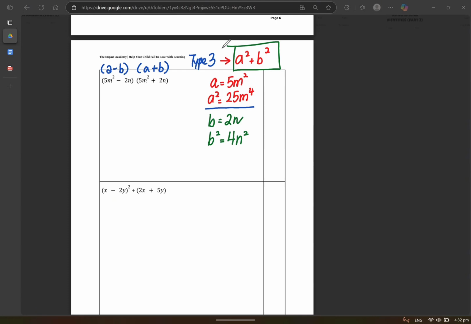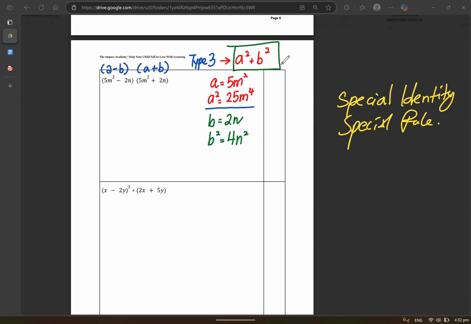Some people call it special rule. So we like to call it SI, special identity. But if you have heard of this term called special rule, this also works. Understand? So from here itself, you know that A squared plus B squared is what I am trying to achieve. Isn't that true? You have already achieved it.